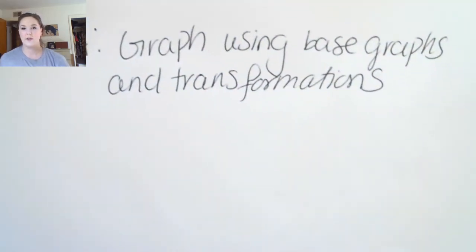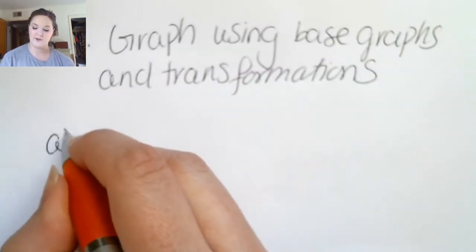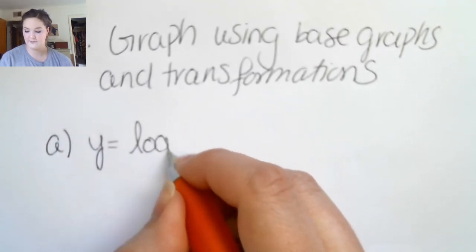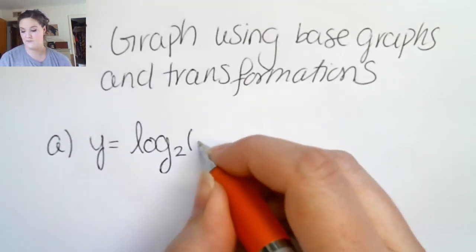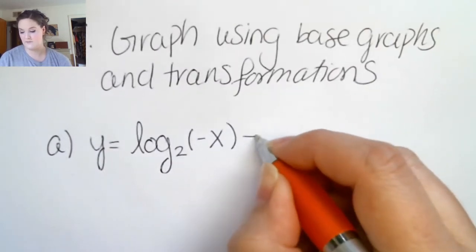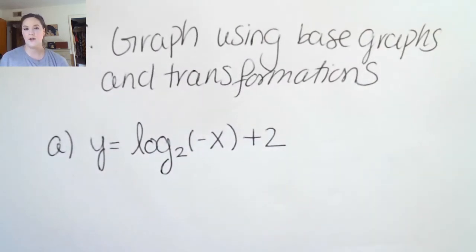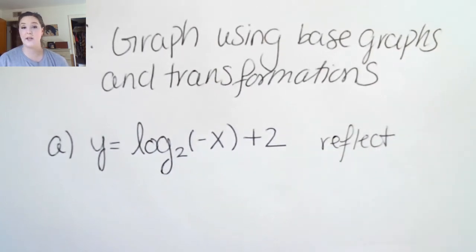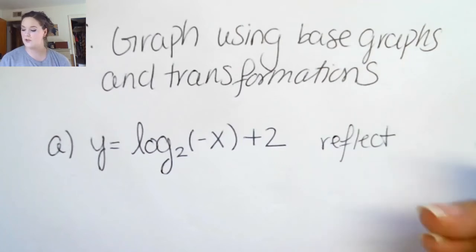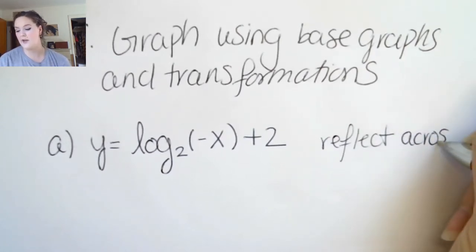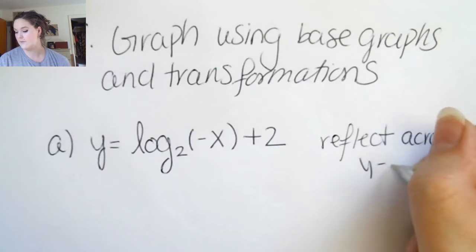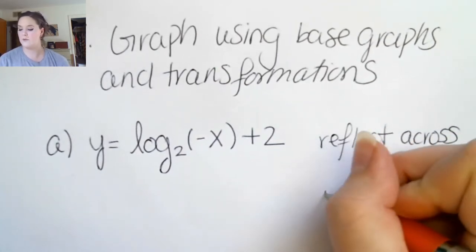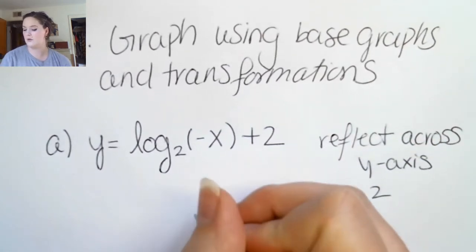Okay, so first we're going to use our first base graph, the log base 2 graph. This negative sign is going to reflect it. Because it's inside, it's going to affect the x coordinates. We're going to go across the y-axis. Then this plus 2 is going to move the graph up 2.